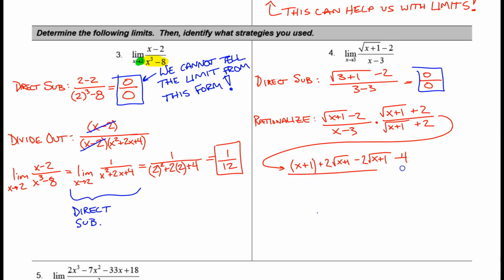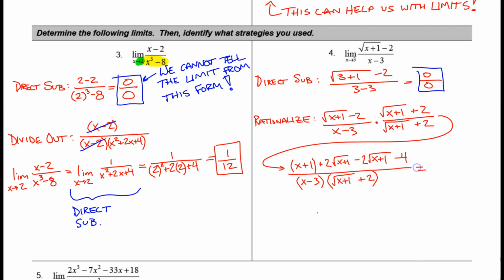And don't forget, we have a denominator. My denominator is x minus 3, and I'm going to multiply that by this denominator, which is the square root of x plus 1 plus 2. I'm not going to expand that, because if I were to expand it, it would just get messy. Trust me, I've tried it before. What I actually need is my denominator to look like this, so I'm going to keep it in this factored form because there's some magic that happens next.